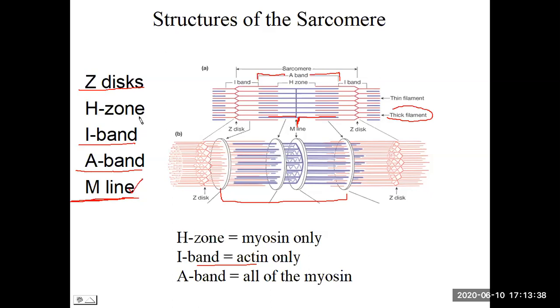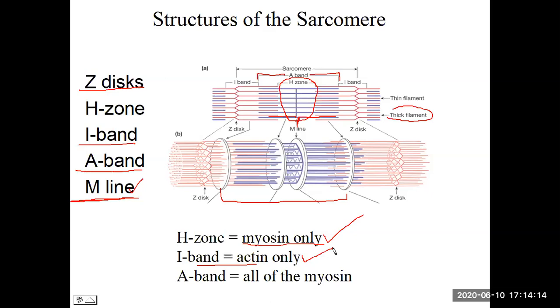And then lastly, the H zone. The H zone is a smaller area within the A band. And what's unique about the H zone, this is the area of the sarcomere that only contains thick filament. So represented here by the purple lines branching off of the M line. The H zone only contains thick filament, myosin, whereas the I band only contains the thin filament, the actin filament.